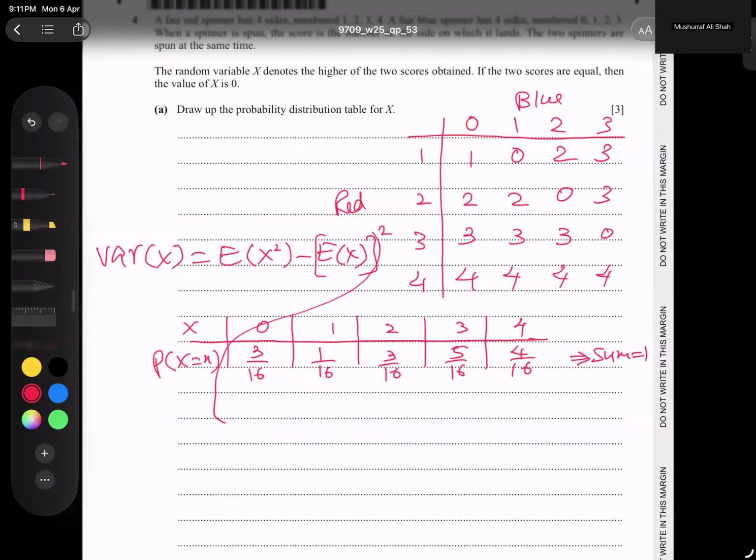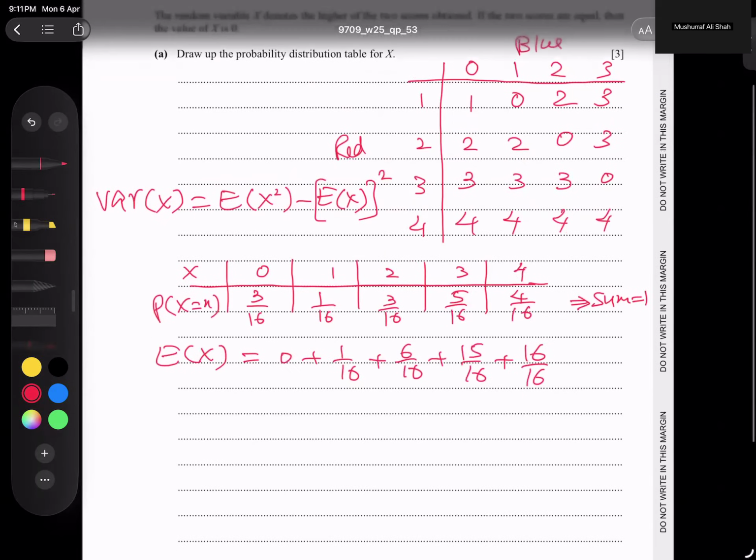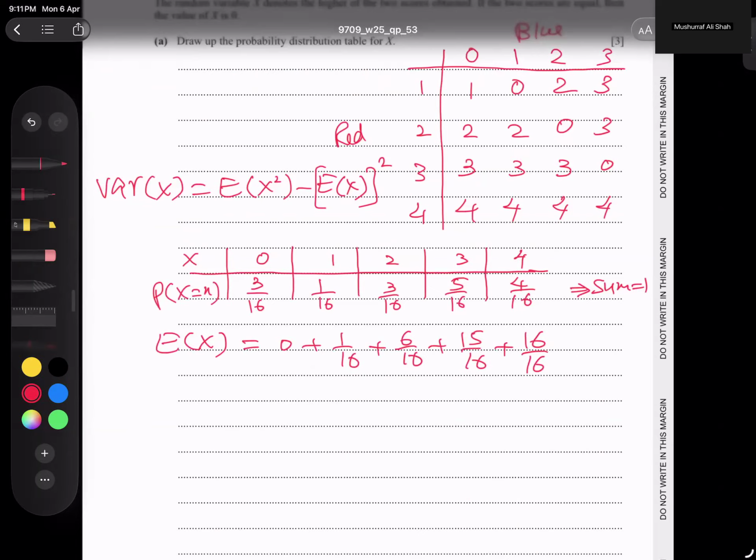First of all, I'm looking for the mean. How to get mean, students? E of x is called mean. Multiply, multiply, multiply, and add them all, which gives us the mean. 0, 1 over 16. So 6 over 16 and 15 over 16 and 16 over 16. If we check it in calculator, 16 plus 22, 23, and 38, 38 over 16. Or in simplest form, we can say 19 over 8. So E of x, I got it.